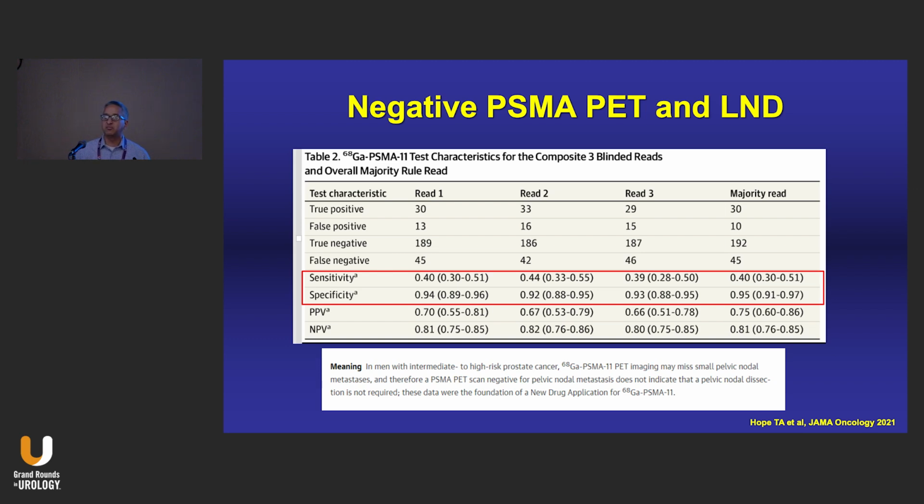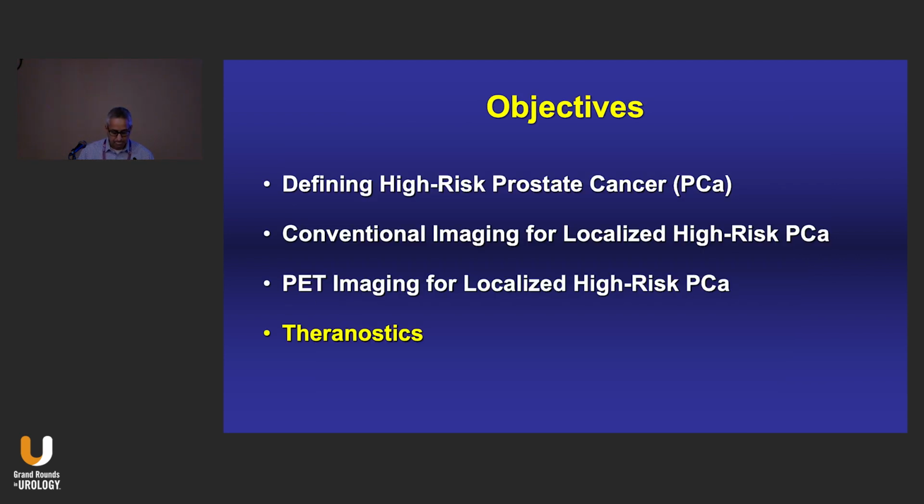So I think it encourages, once again, that you cannot obviate doing lymph nodes. And when you're looking at radiation therapy for high-risk disease, you cannot obviate potentially giving radiation therapy to lymph nodes as well. I'd like to finish by talking about the concept of theranostics.